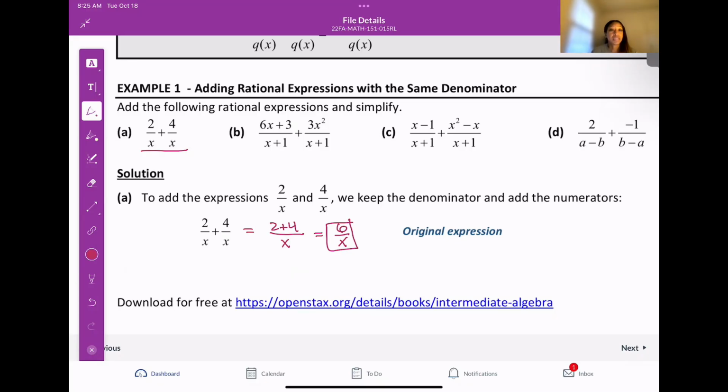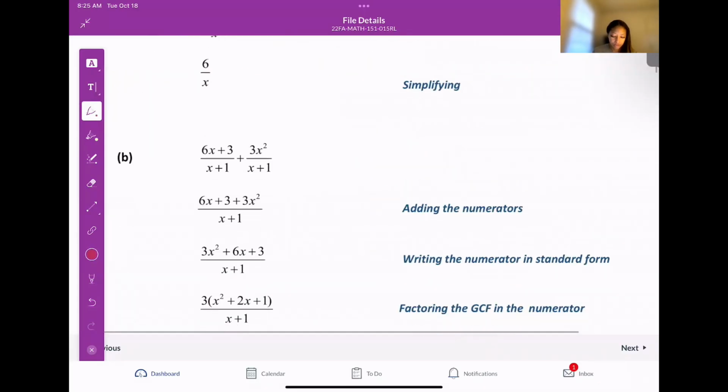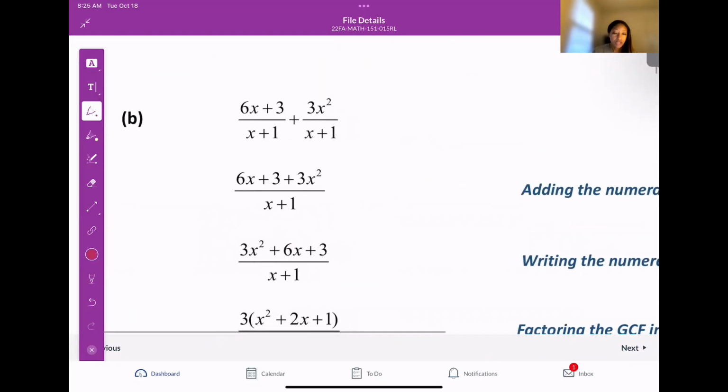Okay, for part B, 6x plus 3 over x plus 1 plus 3x squared over x plus 1, both have a denominator of x plus 1. So to simplify this, we'll add the numerators and write them over x plus 1. Let's go down to that one. All right, so if we add these numerators together, 6x plus 3 plus 3x squared over x plus 1. Now here, it does look like our numerator is a trinomial. We might be able to factor it and simplify things.